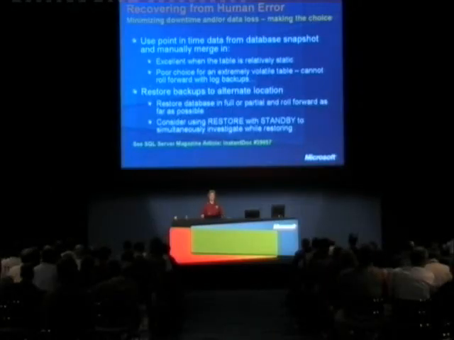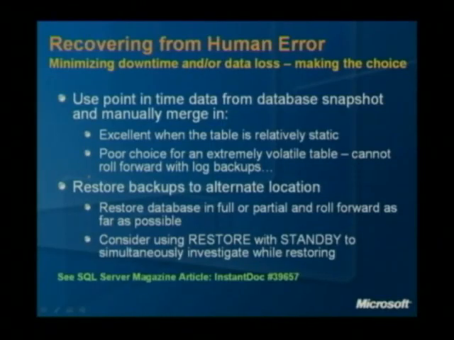But it is a point in time image. So you want to create multiple of these over the course of a day and so forth so that you have multiple choices to recover from. So point in time from your snapshot and manually merge in is great because it's fast, it's easy, it's there, it's available. Restoring your backups to an alternate location does mean you can inch further forward with logs. So that might get you closer to the point in time of the damage, but it does take a lot more time and a lot more work. So you have a couple of options.